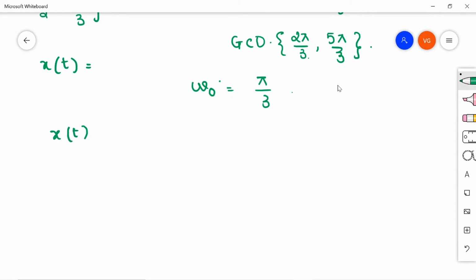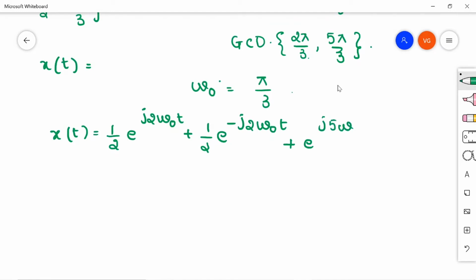So I am writing x of t is equal to 1 by 2 e power j 2 omega naught t plus 1 by 2 e power minus j 2 omega naught t plus e power j 5 omega naught t plus e power minus j 5 omega naught t. Right? So this is what my x of t is.